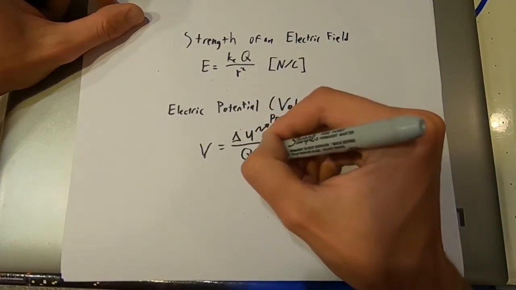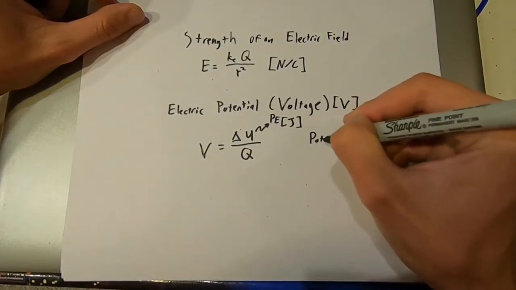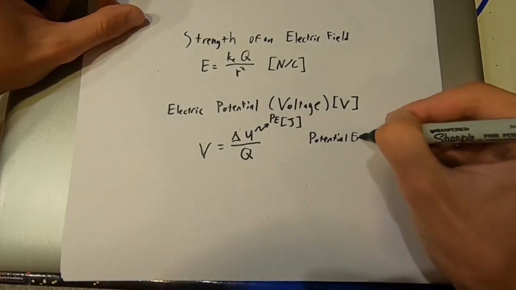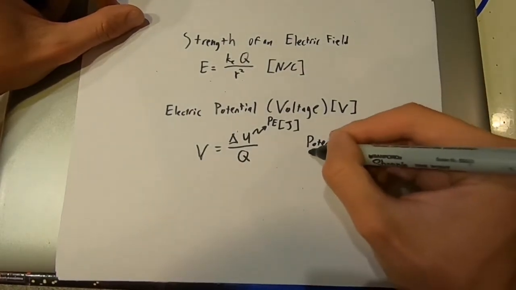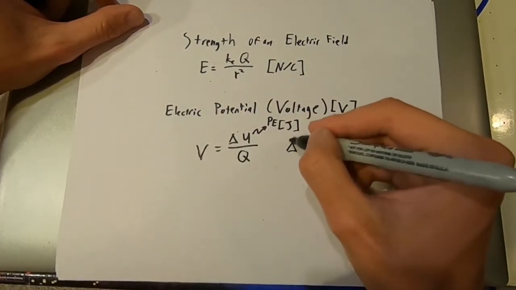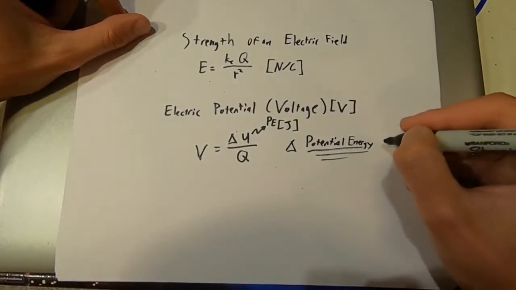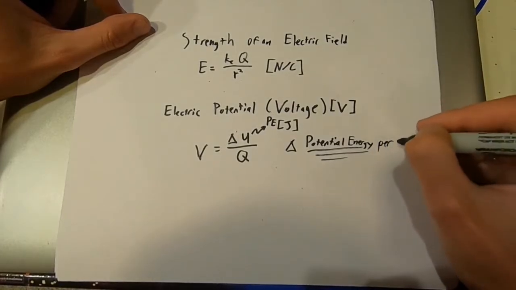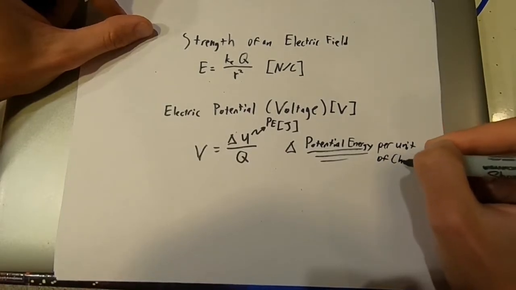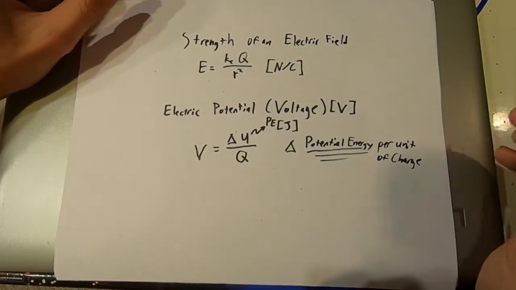Per unit of charge, Q. So potential energy, or I should say rather the change in potential. So this is how we write change in math speak, because there's a little triangle here. Per unit of charge. Okay.